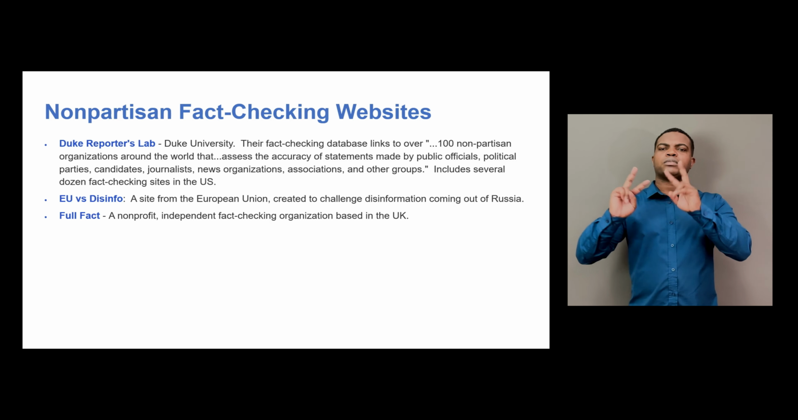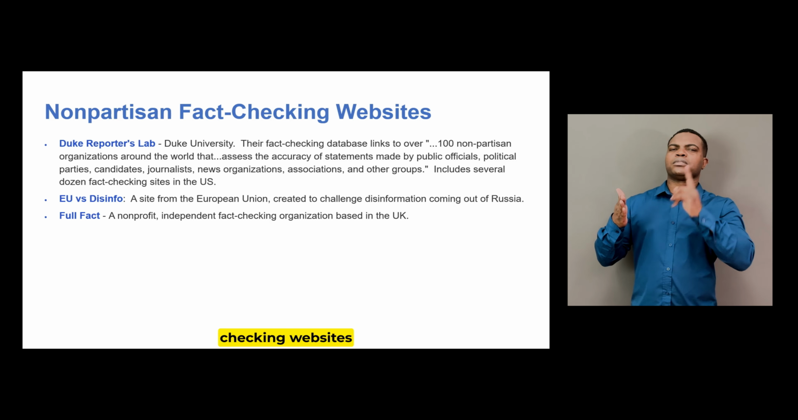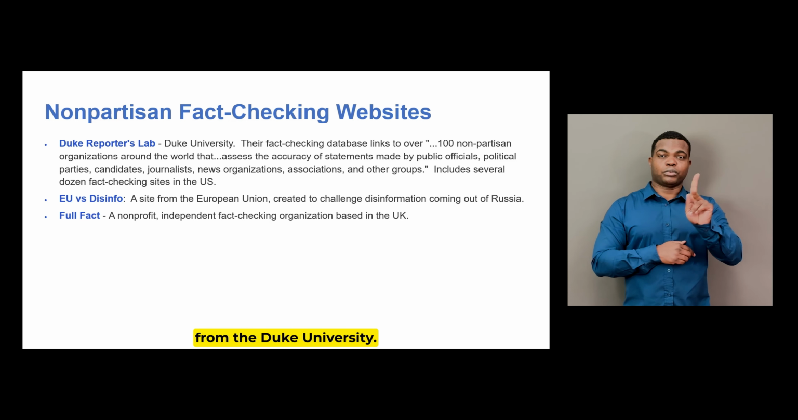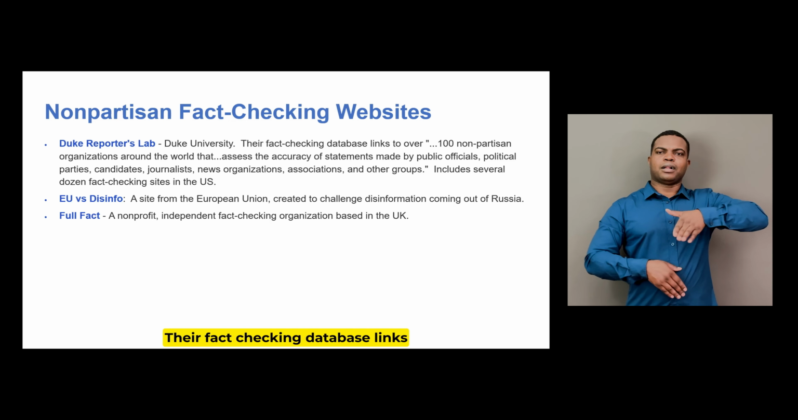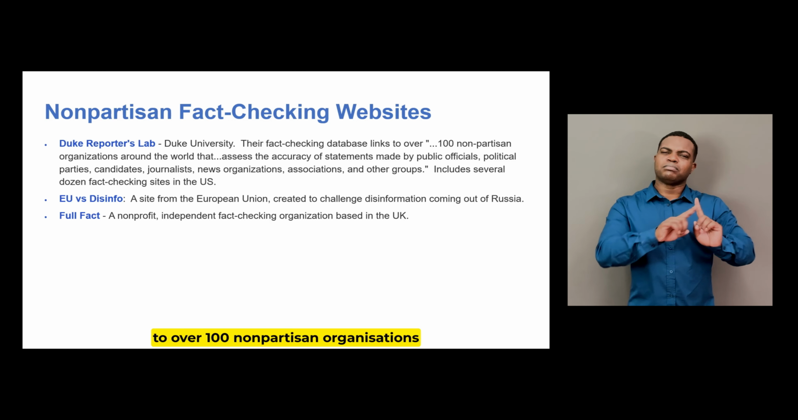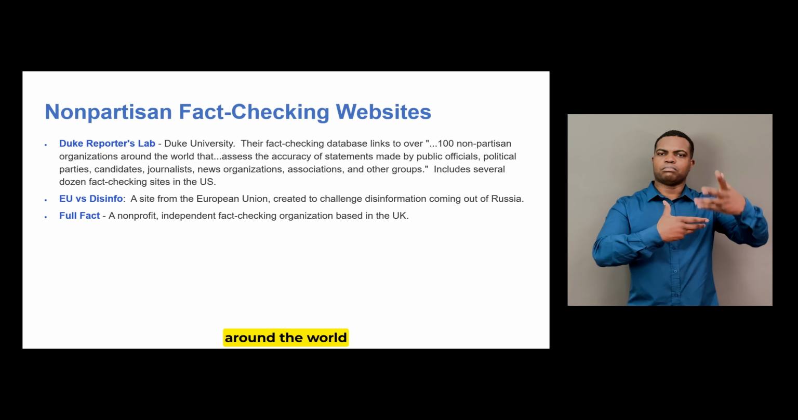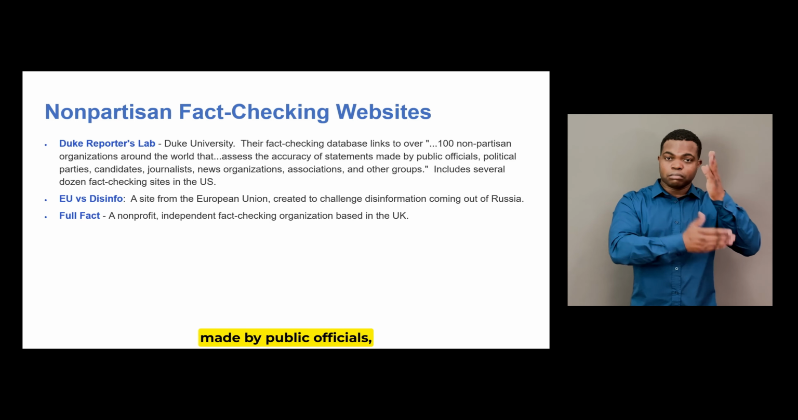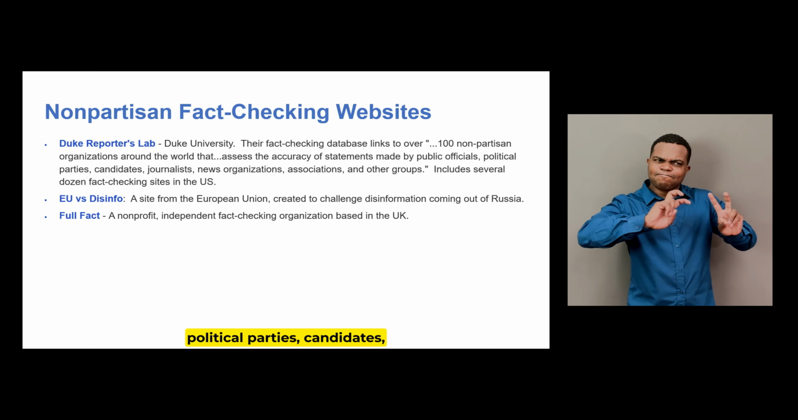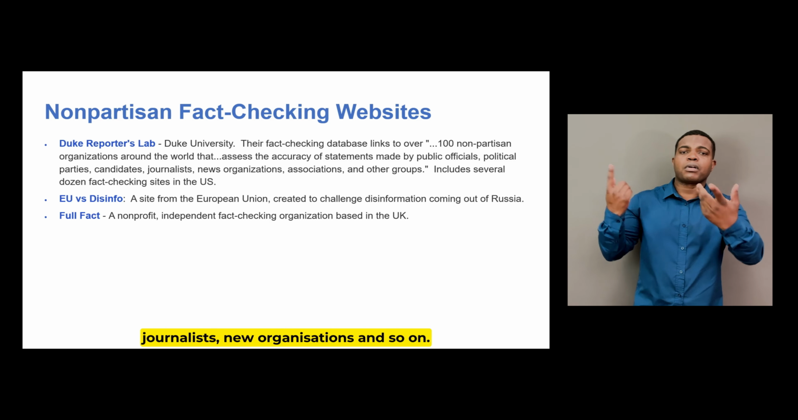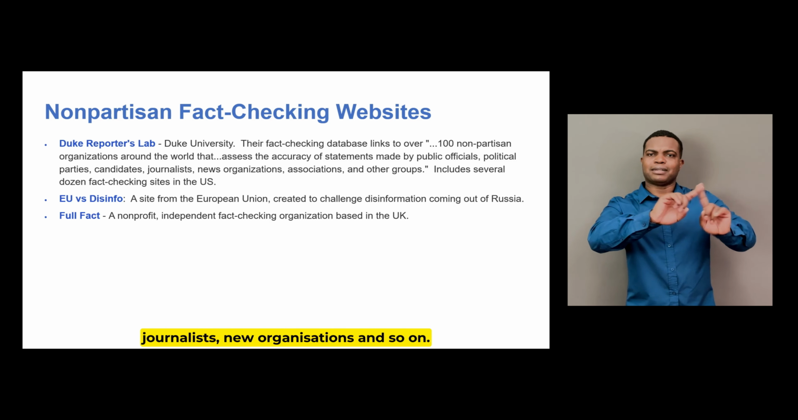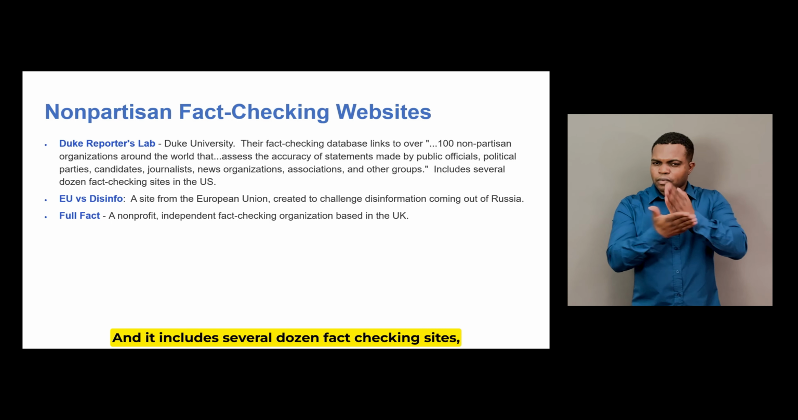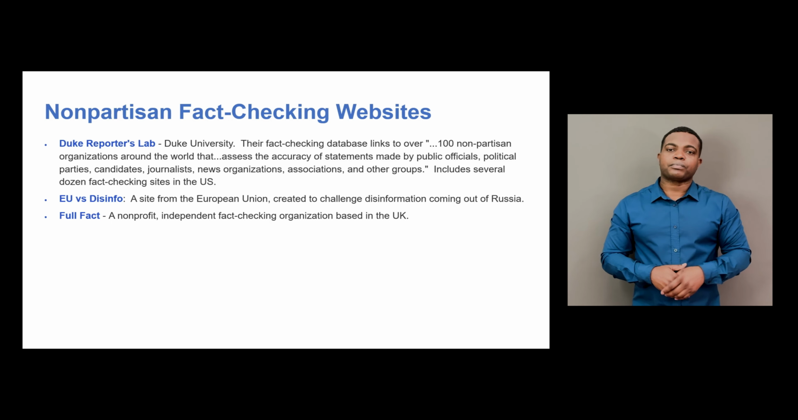So some non-partisan fact-checking websites are the Duke Reporters' Lab from Duke University. Their fact-checking database links to over 100 non-partisan organizations around the world that assess the accuracy of statements made by public officials, political parties, candidates, journalists, news organizations, and so on. And it includes several dozen fact-checking sites also in the US.